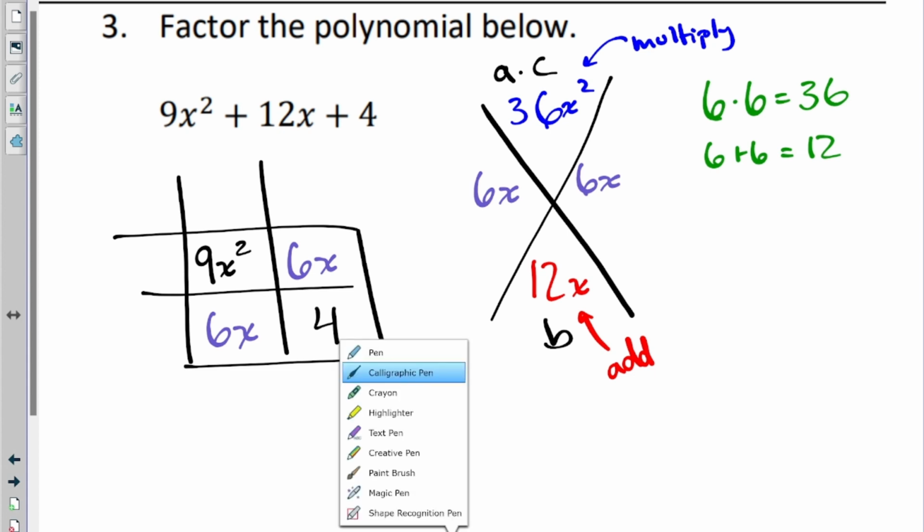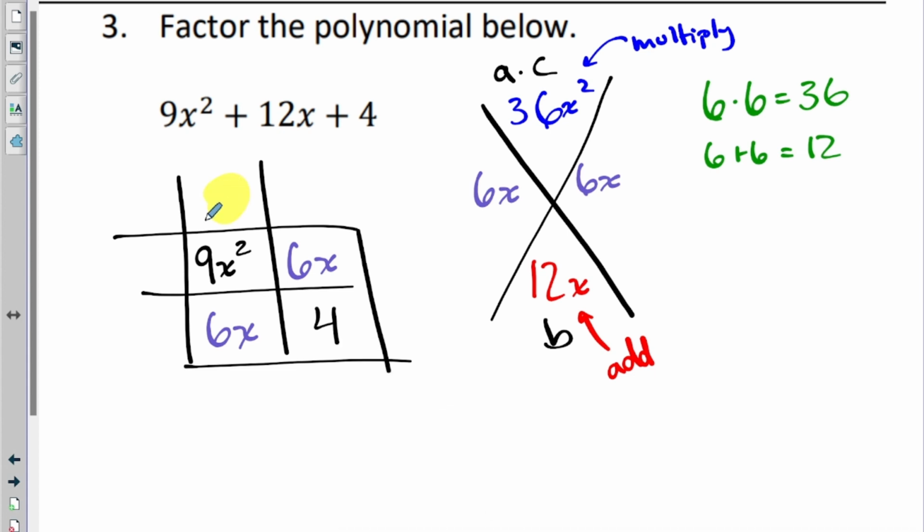So I'm figuring out what times what. This thing times this thing has got to be 9x squared. Okay. Here's where it gets tricky because we got to do a little planning. We got to think a little bit because there's a couple ways to multiply to 9, right? 9 is not a prime number. Okay. We can do 3 times 3. All right. Or we could do 9 times 1. Is there any other ways? I don't think so.